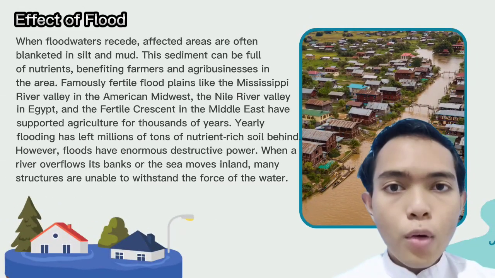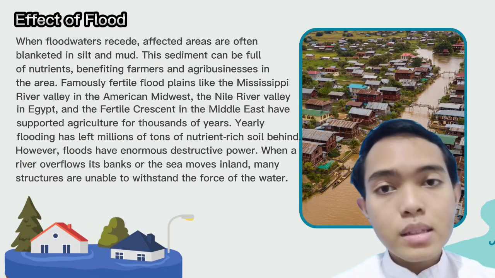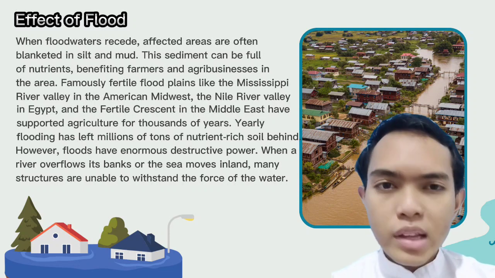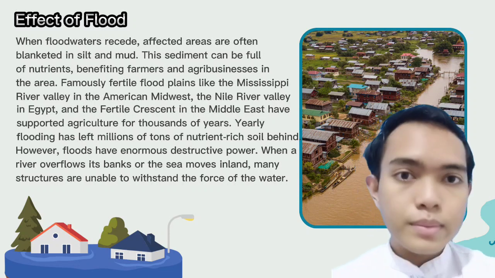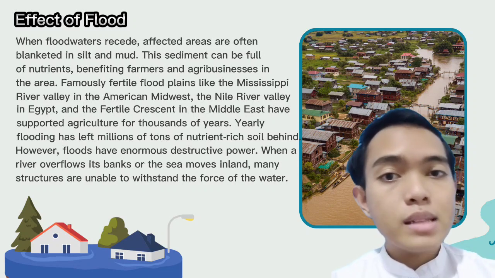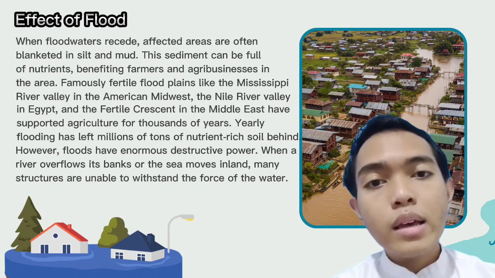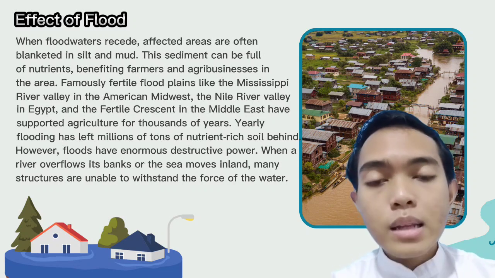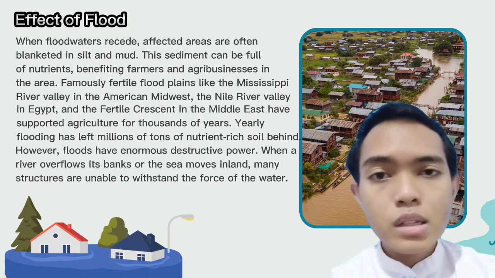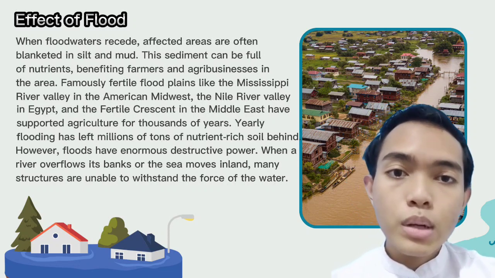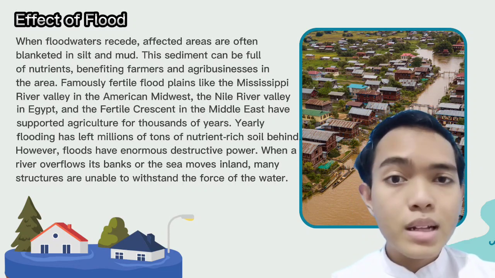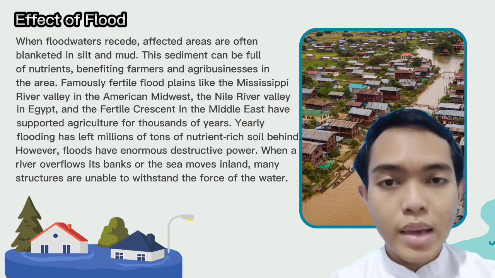Effects of floods. When floodwaters recede, affected areas are often blanketed in silt and mud. This sediment can be full of nutrients, benefiting farmers and agribusiness in the area. Famously, fertile floodplains like the Mississippi River Valley in the American Midwest, the Nile River Valley in Egypt, and the Fertile Crescent in the Middle East have supported agriculture for thousands of years. Yearly flooding has left millions of tons of nutrient-rich soil behind.